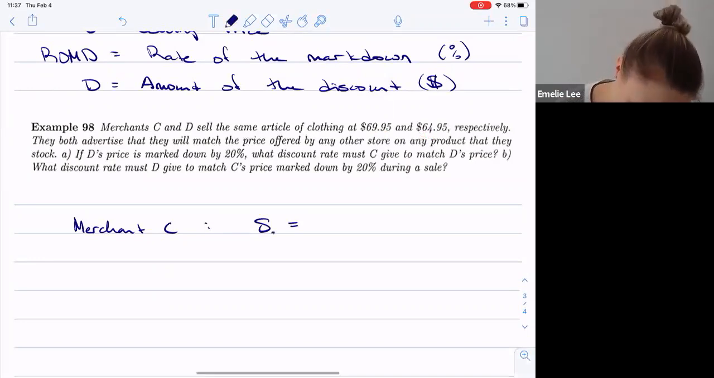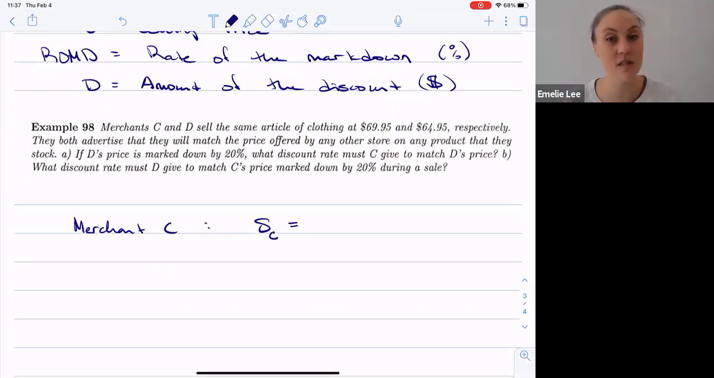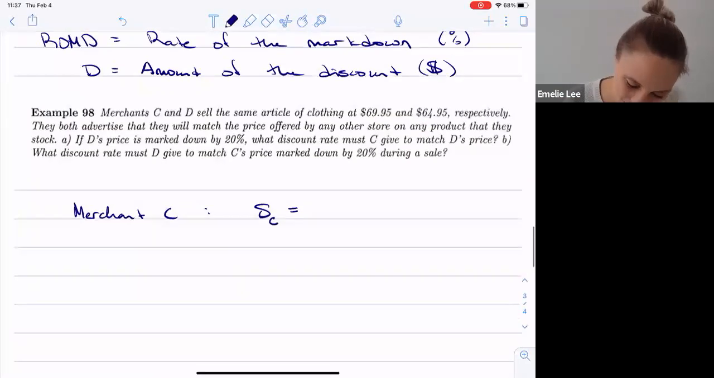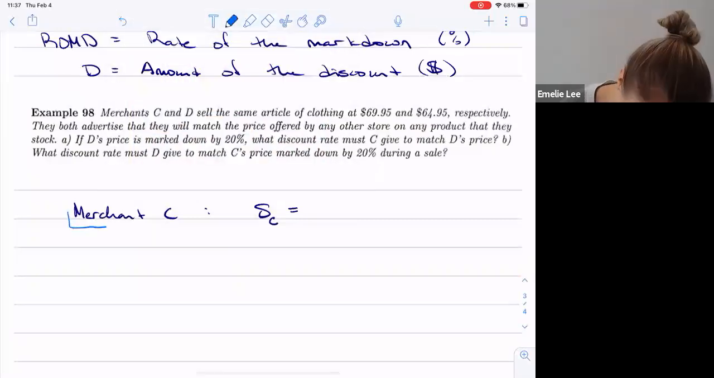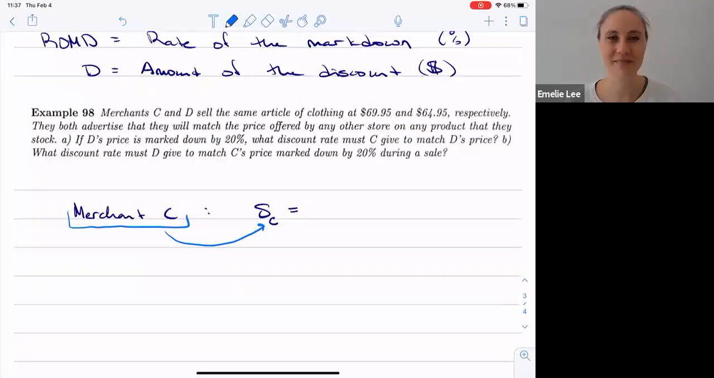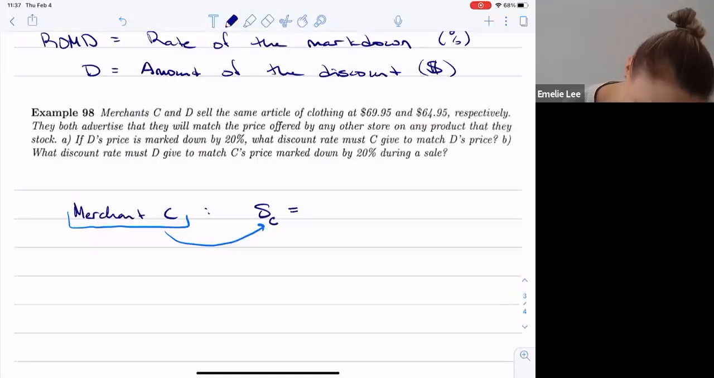So here, I know this is crazy. I've never done this before in this class. Just stay with me. Merchant C. It's not that wild, right? I'm just denoting it by a subscript C. So the sales price for C is $69.95.